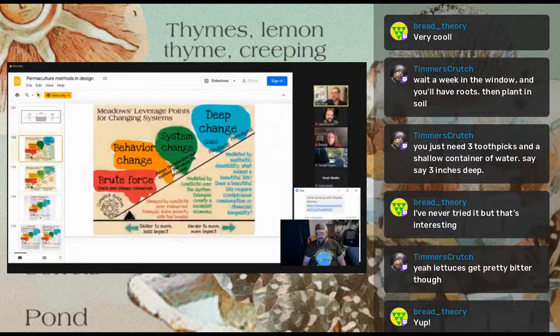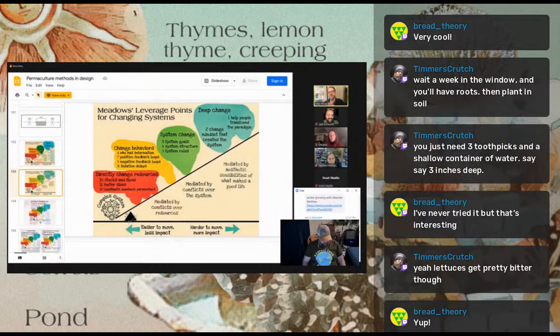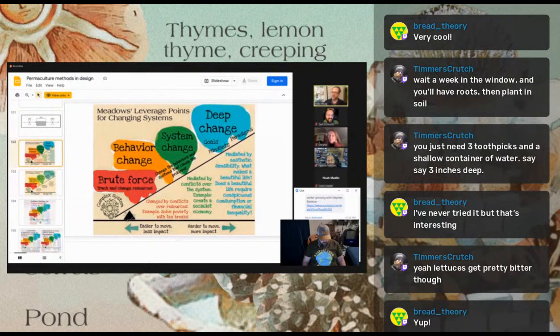So let's take a look at Donella Meadows' leverage points for changing systems. And I'm just going to point out here, this is my sort of simplification of her system. If you want the full thing, it's right here. We're going to look at this later in the course. For now, we're going to keep it nice and simple, right? Fractal learning. The first time through, we're going to get a bigger picture, and later we're going to get more detail as we develop this.